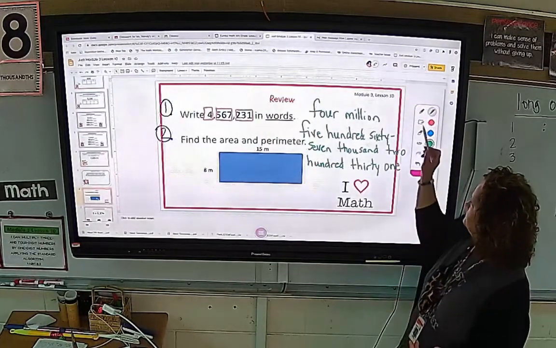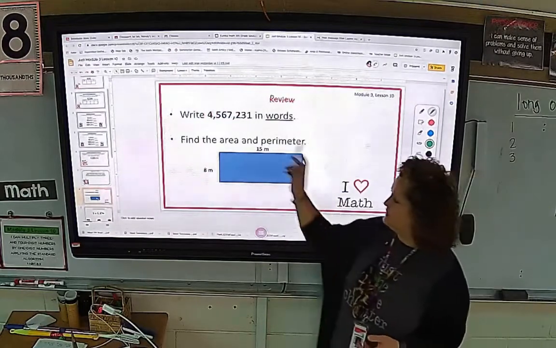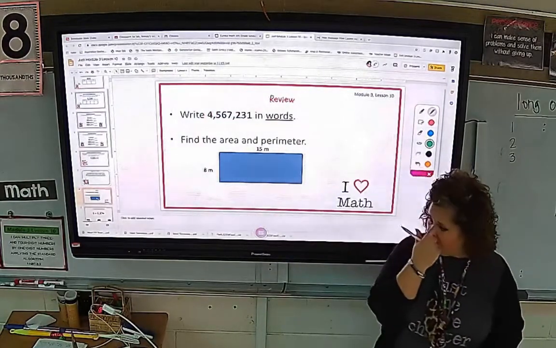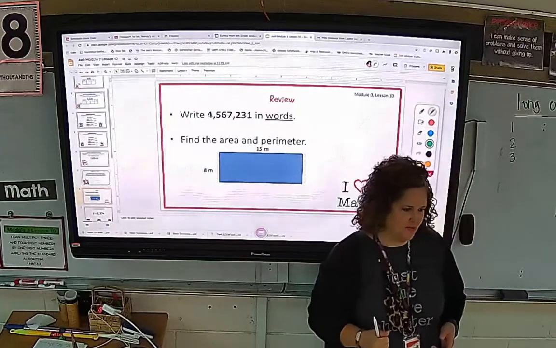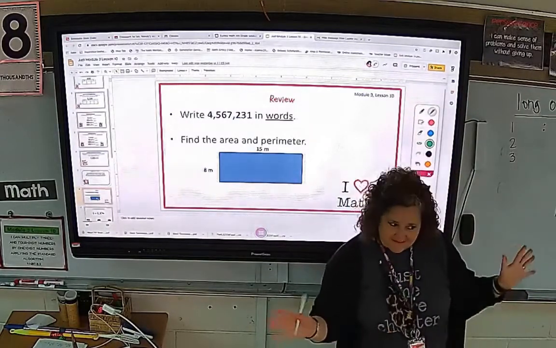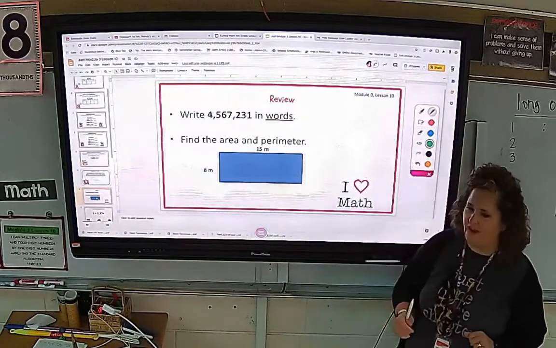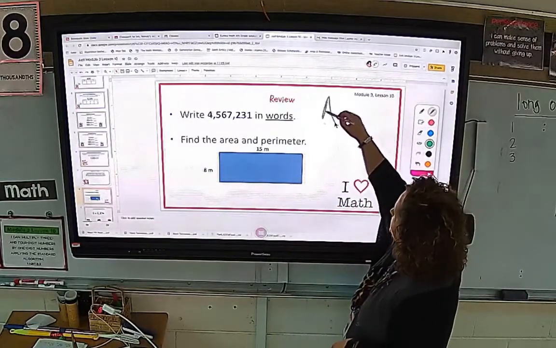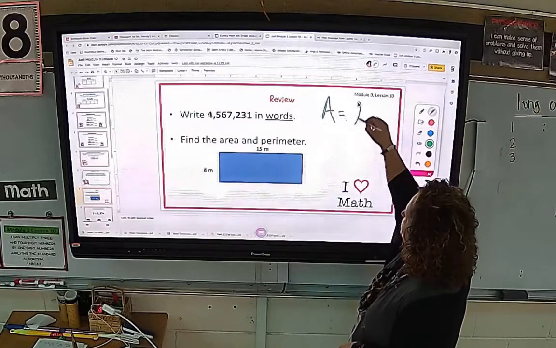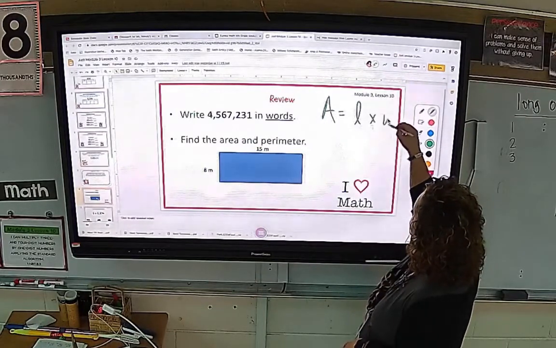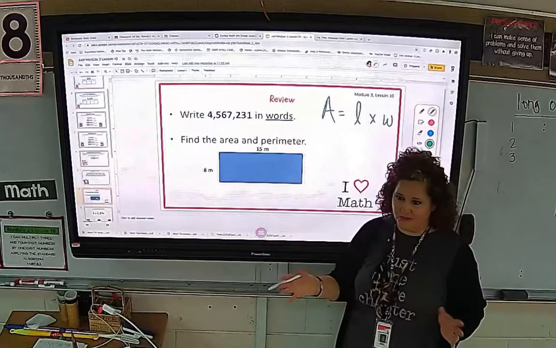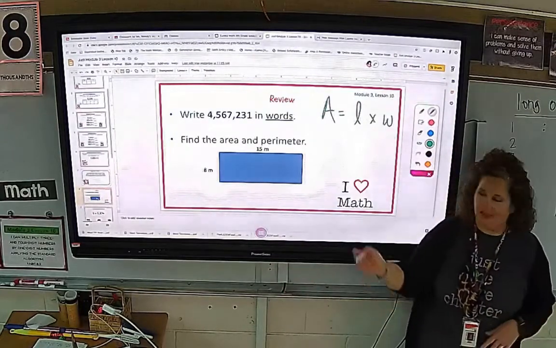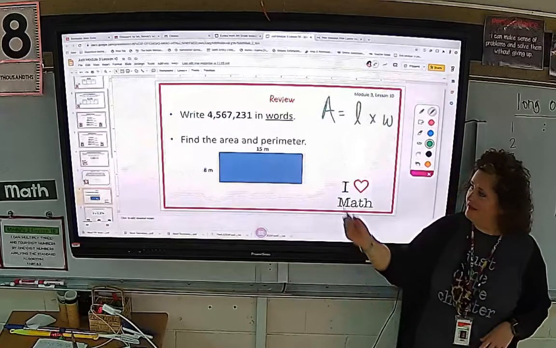Okie doke. Now, let's move on to this. We've got the area and we've got the perimeter. It says find the area and find the perimeter. Our area is going to be the length times the width. And it's just been a few days since we've had this. Now, do we know how to take a 2-digit number times a 1-digit number? Yes, we do.